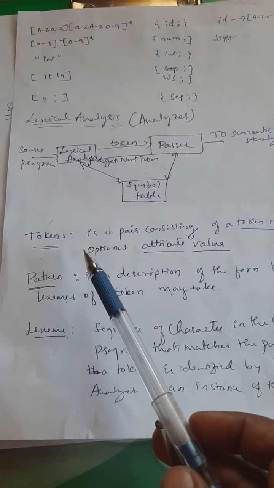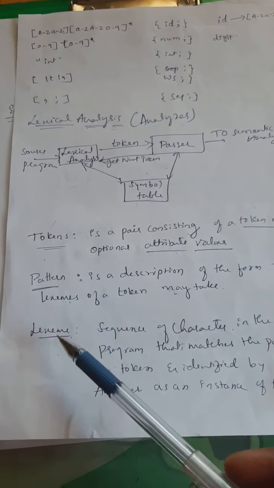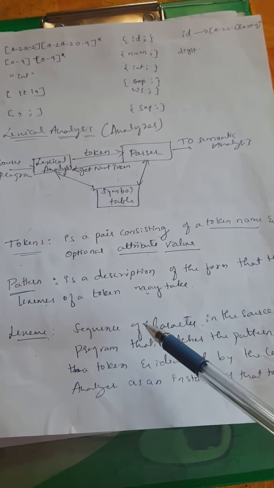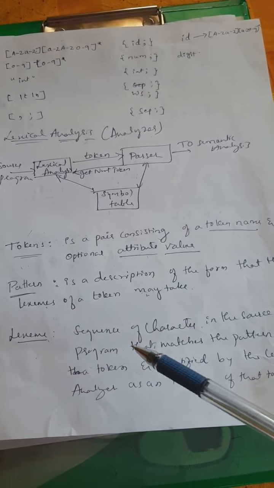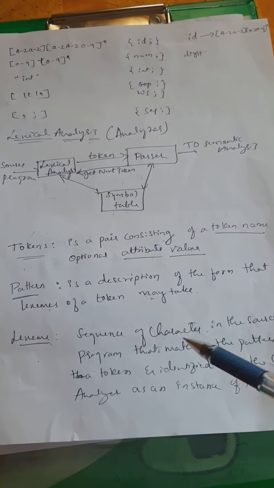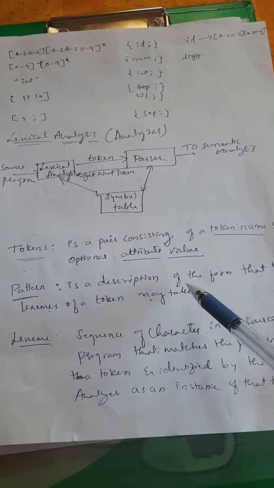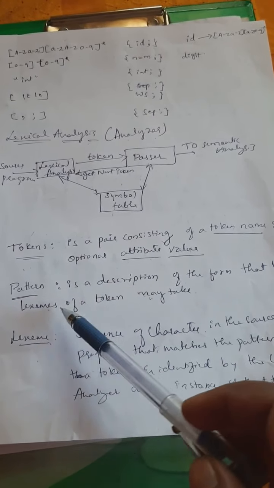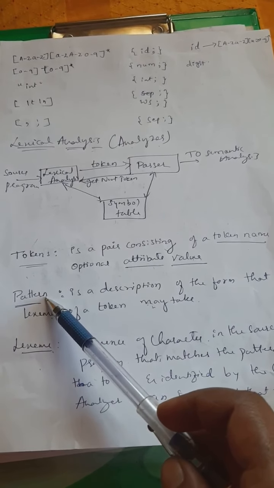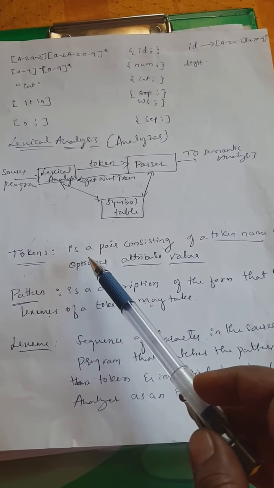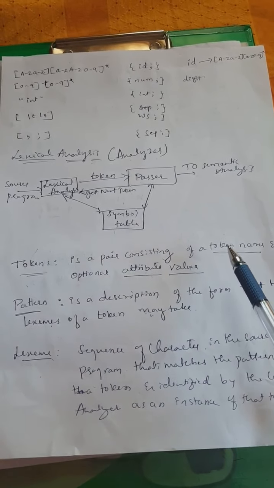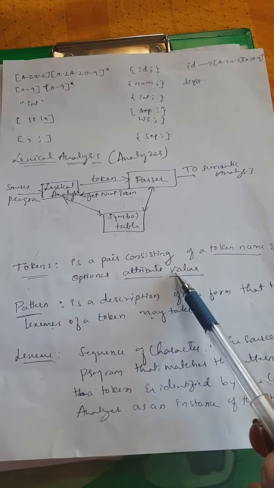So here we come across new terms like token, pattern and lexeme. Let us define these. What is a lexeme here? A lexeme is nothing but a sequence of characters written in the source program. In a high level language program, you write a sequence of characters, and these characters are called lexemes. Each lexeme has a description, and this description is called a pattern. Once the pattern is identified, the particular token is generated for that pattern. So what is a token? A token is a pair consisting of a token name and an optional attribute value.